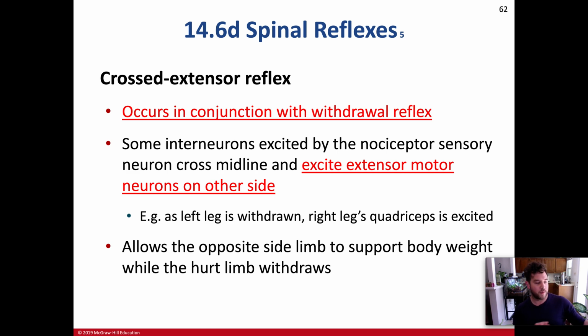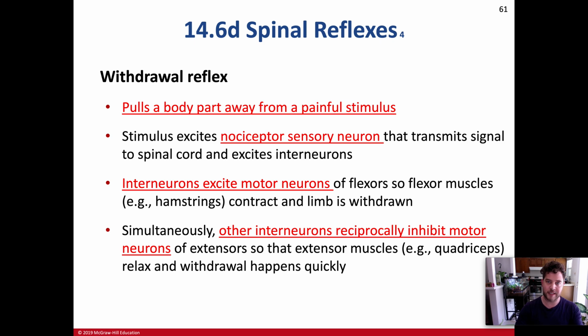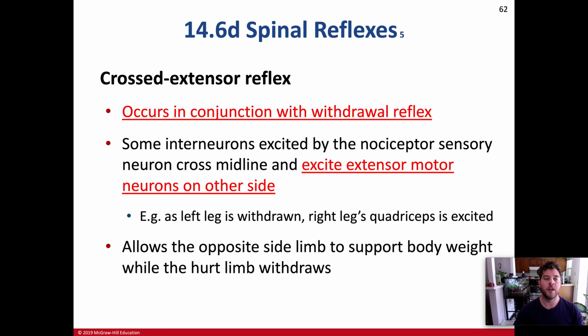What happens if it's over here on this side, you're going to pull back, but all of your weight will shift to that other leg to help hold you. So while one side of your body goes through the withdrawal reflex, with your flexors engaging and your extensors relaxing, on the crossed-extensor reflex, your extensor muscles are being excited to help brace you and support you in this transition of body weight.